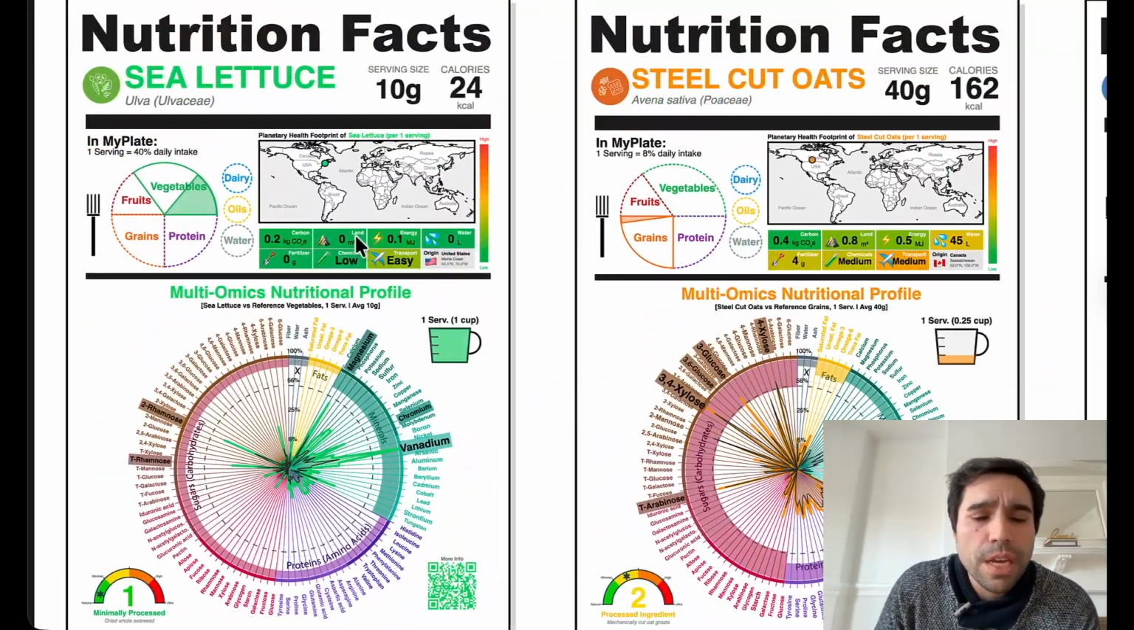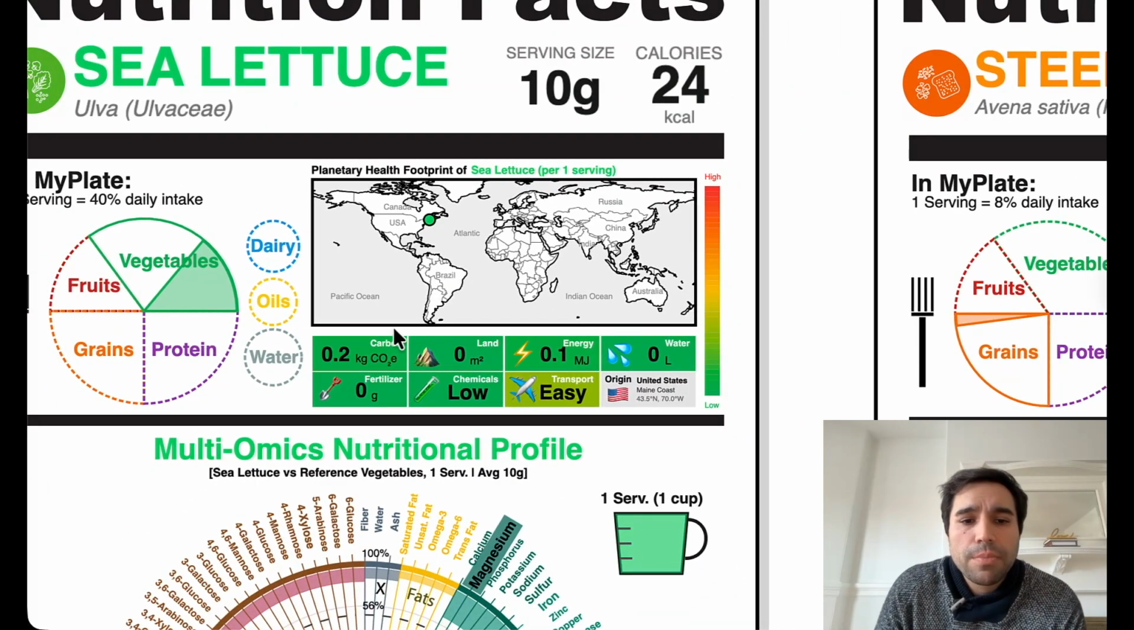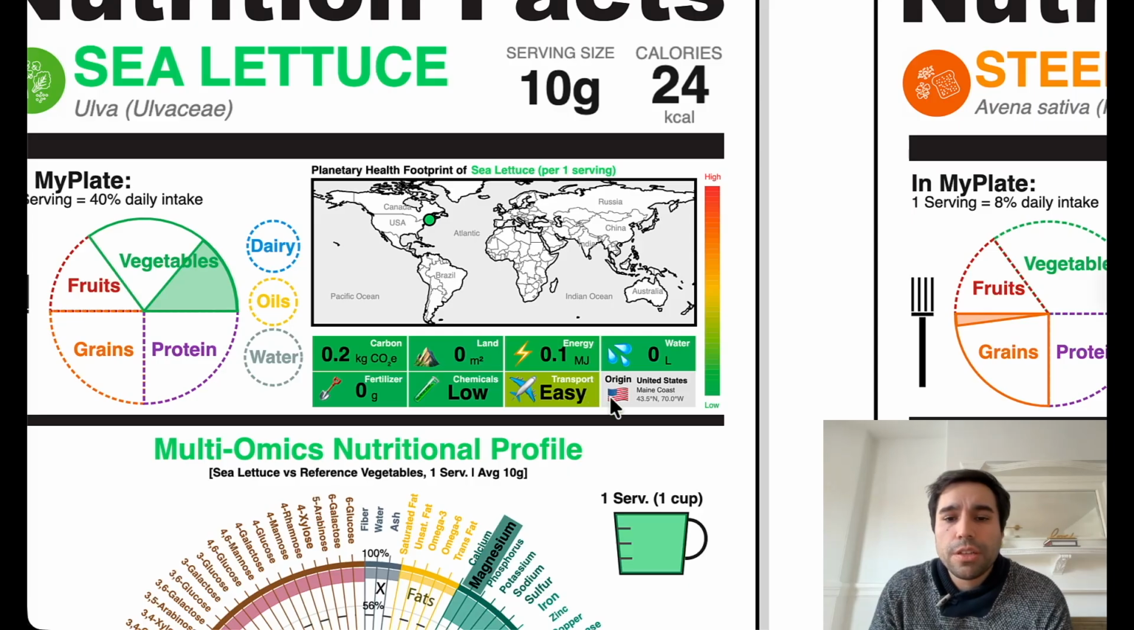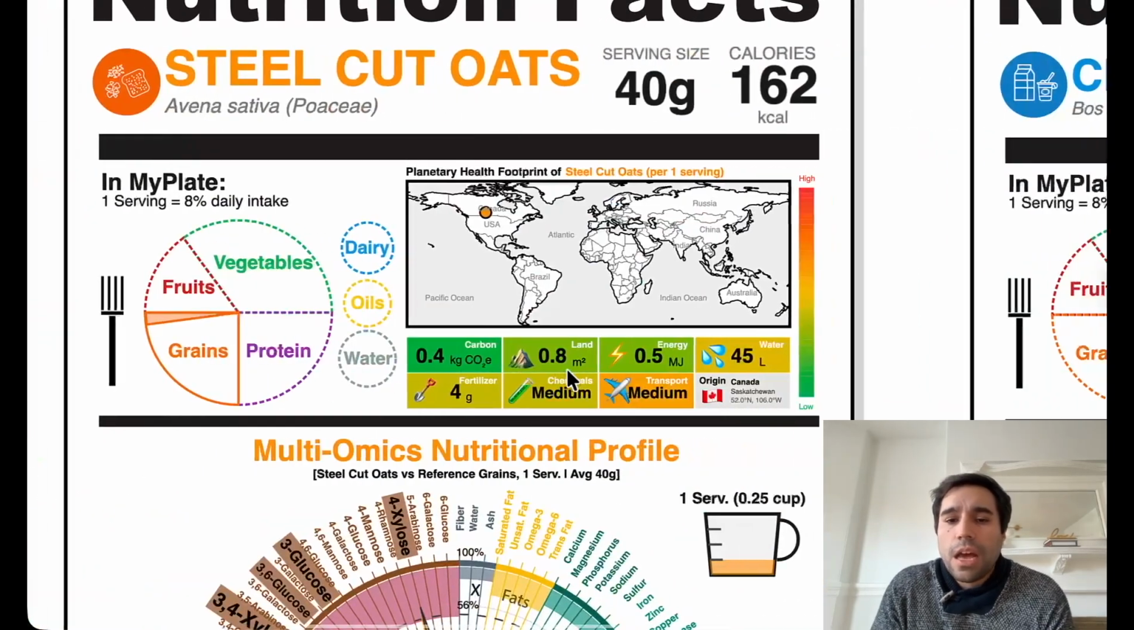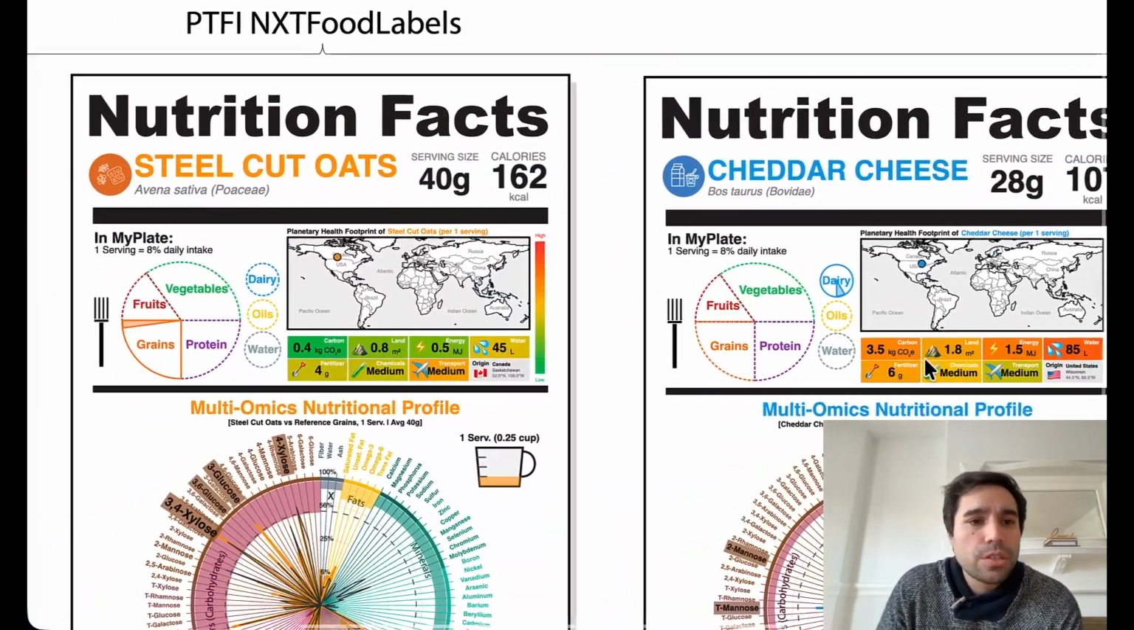But also because not only human health matters, we have inserted a planetary health footprint that is essentially a heat map that indicates the amount of carbon, land, energy, water, fertilizer, and chemicals that were utilized to bring that product, along with notions of transportation, for example, where the food came from and how easy it is to transport it. All scale up from low to high, green to red, and there, for example, you can see that sea lettuce would have a much lower environmental impact than, say, a cheddar cheese or steel cut oats.